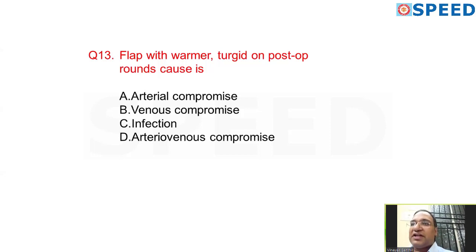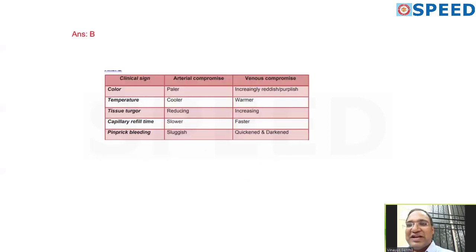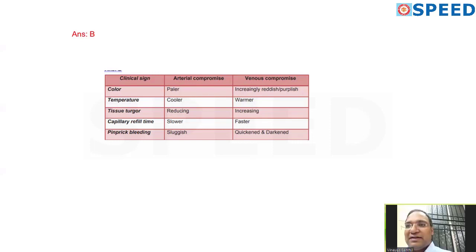And the same question has been asked. Flap with warm and turgid on post-op rounds causes? Yes, it's a venous compromise. Answer is B, option B. Hope you remember this tabular column. Go back, this is straight from Bailey. This question we have discussed with the table. Warm, redness, venous compromise; arterial compromise will be pale. If there is a change in the question, if it is redness, then it could go more in favor of venous compromise only. And you can see the color.